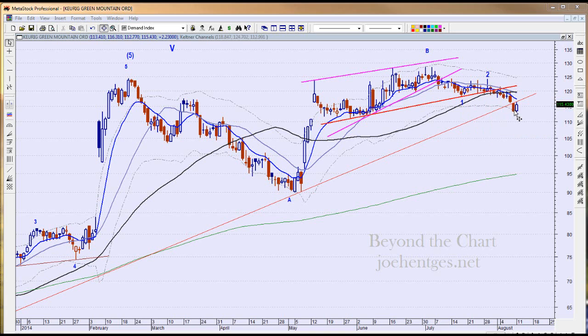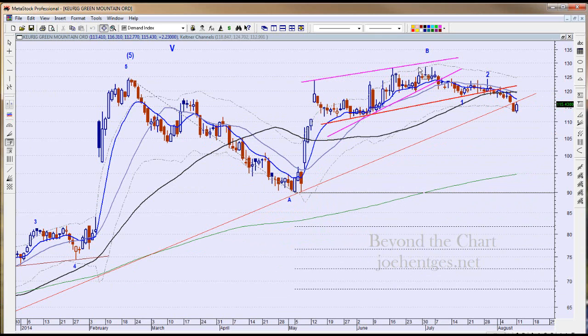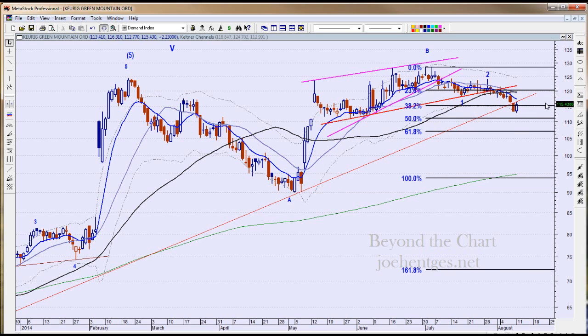I do own puts. It does seem to be breaking down. I am expecting this to be an A, B, C. And so when I look at the projection real quick, here's the length of A, move back to the top of B here. Therefore C will equal A down here at 100% at about 94, okay?